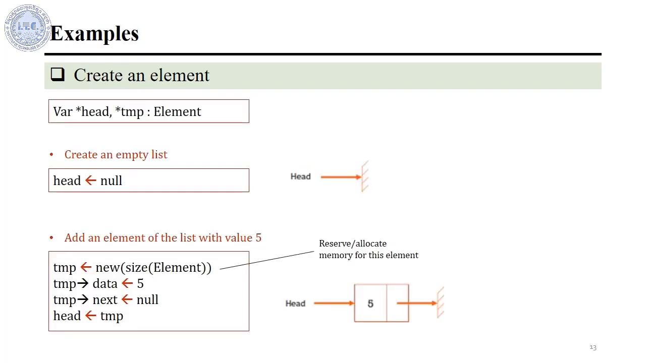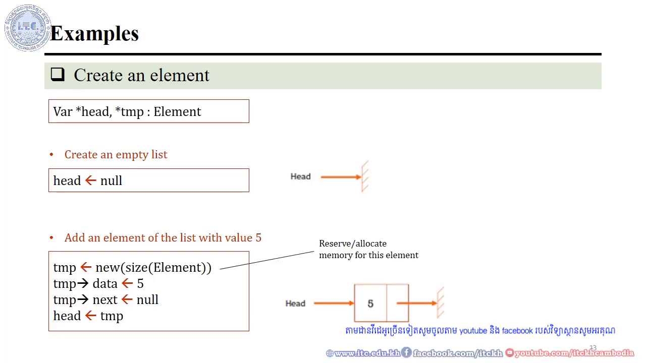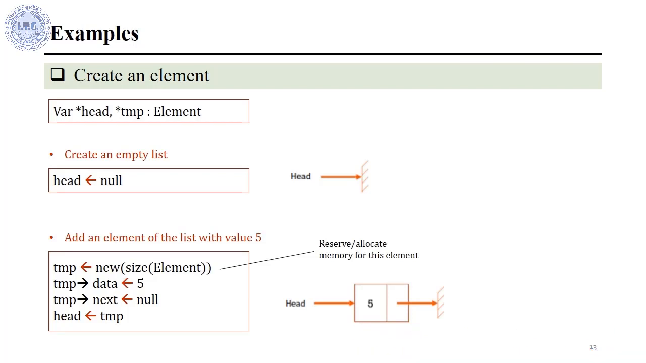This is an example of how you create an empty element and a new element. As shown here, to create a new element, we specify the keyword new, which is used to reserve a memory address for this element. And next we can add data to this reserved location. Also, we need to update the pointer. When it has only one element, the pointer of this element is pointing to nil.